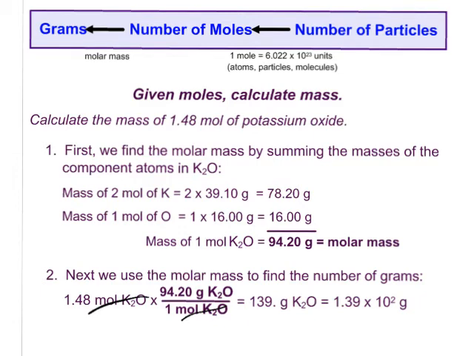So I get 139, and I just put a decimal point there. I don't have to do that because there's not a 0 here. I just did that to let you know you can do that as well to tell the number of sig figs. I can change this into my scientific notation like this and get 1.39 times 10 squared grams.